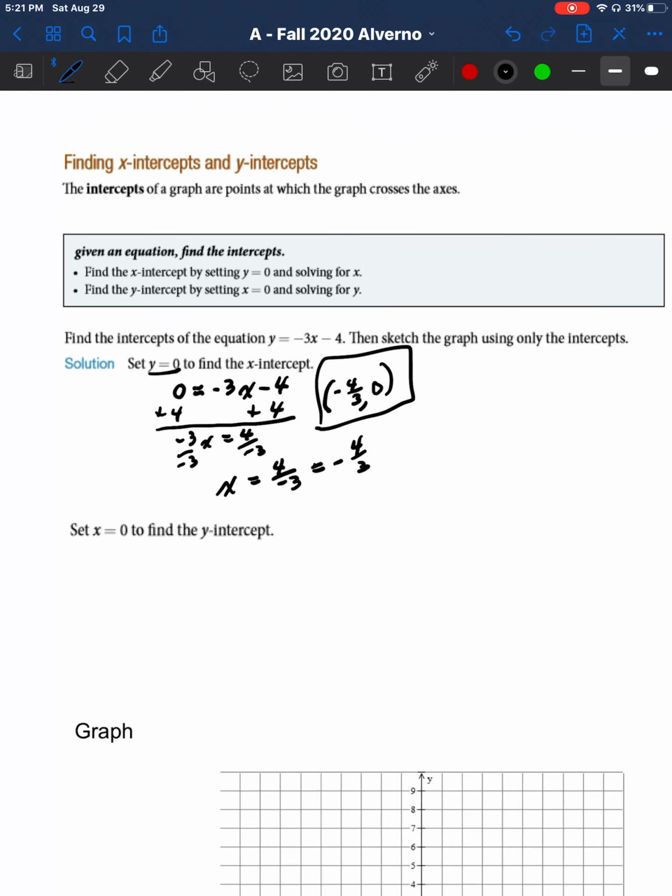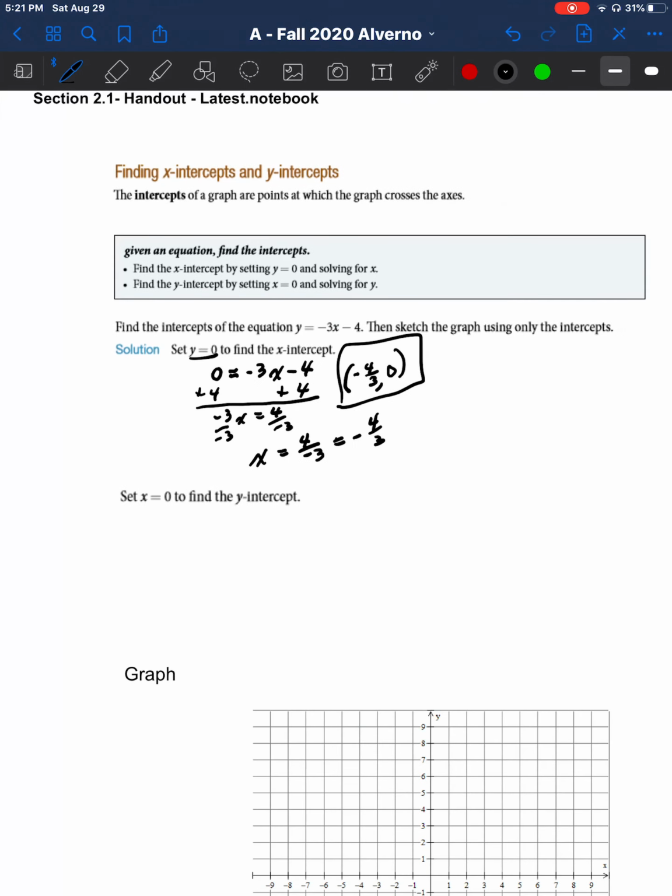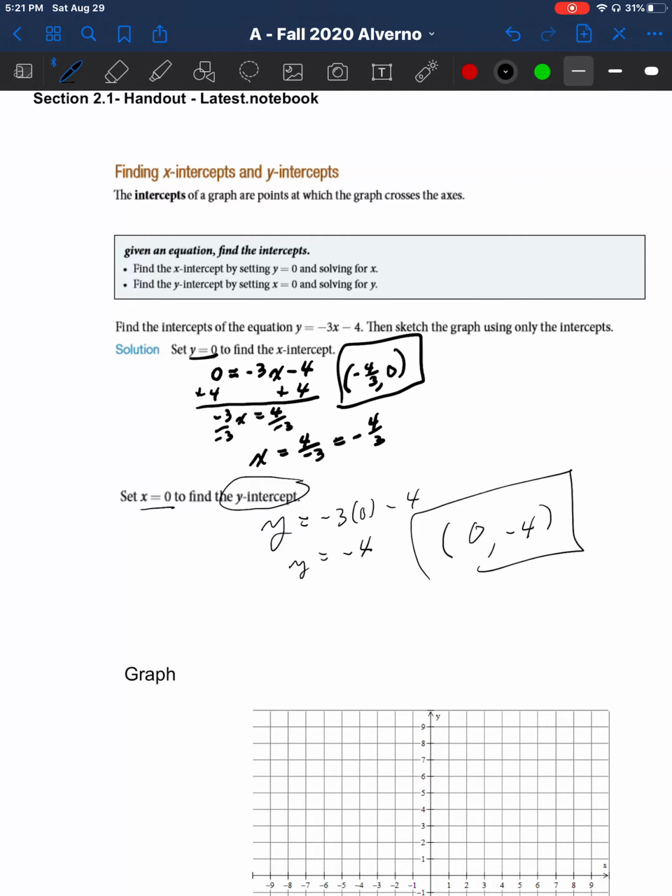We do the same thing when figuring out where the line crosses the y-axis. Use the same equation as before, and since x is 0, then y is equal to minus 3 times 0 minus 4. So y is equal to minus 4. That means the y-intercept is the point 0, comma, minus 4. So these are the 2 points: one, the y-intercept, the other, the x-intercept.